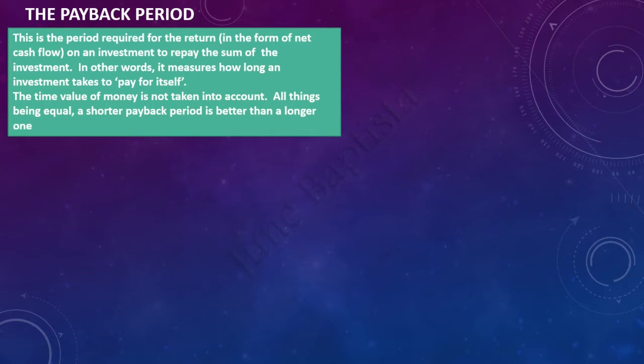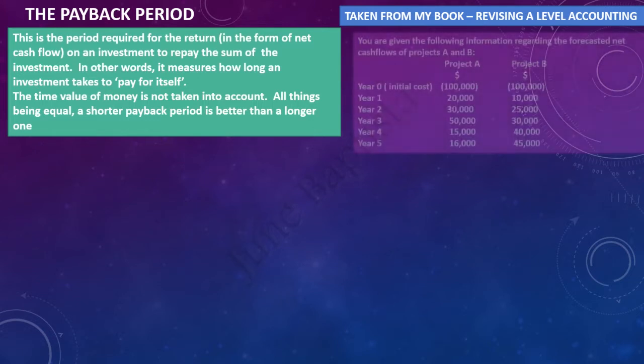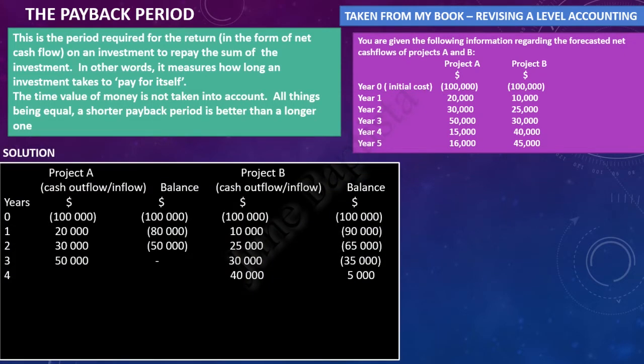Let us look at an example taken from my book, Revising A-Level Accounting, a Study Guide. Pause the video and study the information given carefully. Solution. Let us first look at Project A.